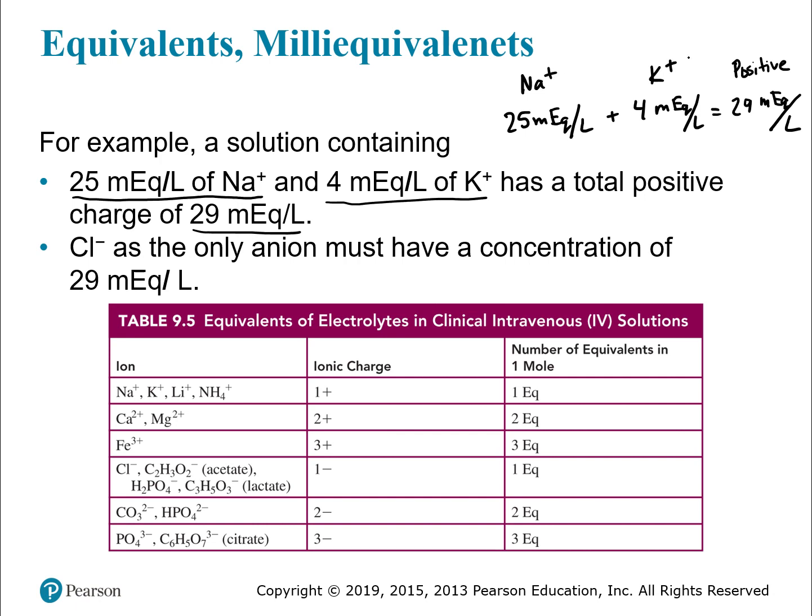We have to balance this out with a negative charge. There's got to be an anion. So if chlorine is in there, you've got the chloride ion, and it's the only one, it has to have a concentration of 29 milliequivalents per liter to balance out all of that positive charge.